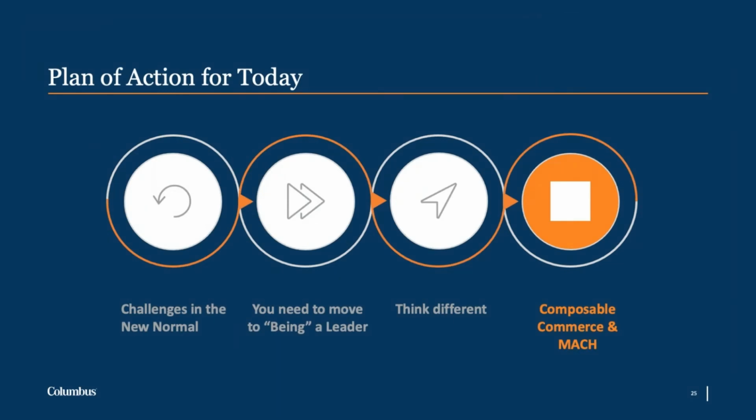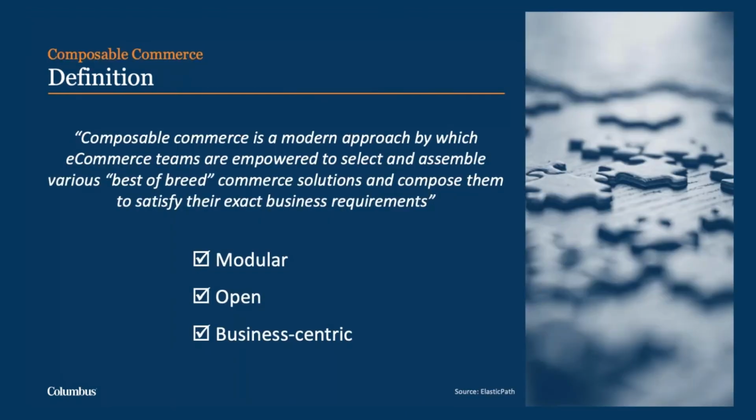So, as a final part of this webinar, let's talk about composable from a commerce perspective and what that means. So what is composable commerce anyway? Well, the company Elastic Path defines composable commerce as a modern approach by which e-commerce teams are empowered to select and assemble various best-of-breed commerce solutions and compose them to satisfy their exact business requirements.